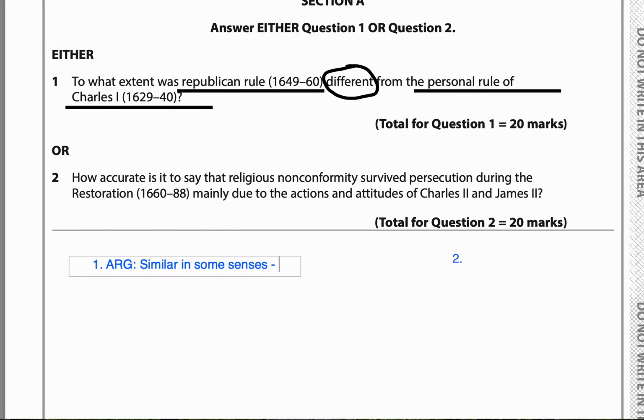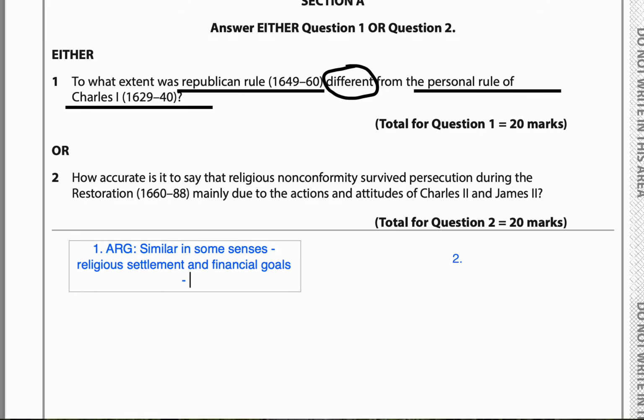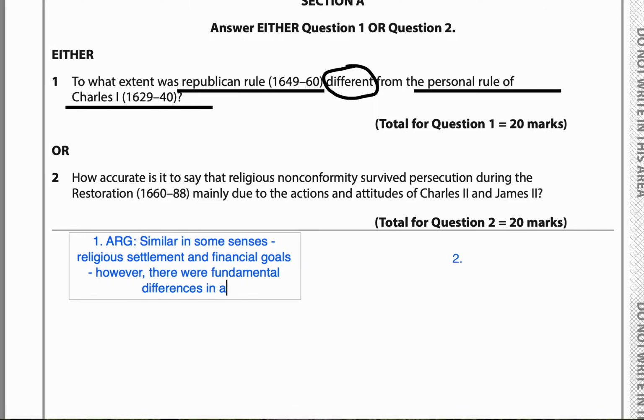For example, trying to establish a new religious settlement, and maybe financial goals, those kinds of things. However, there were fundamental differences in approach. Okay, so that would be my argument, I think, for this. They're similar in some senses, like they both wanted a new religious settlement and they both had similar financial goals. However, there were fundamental differences in approach.